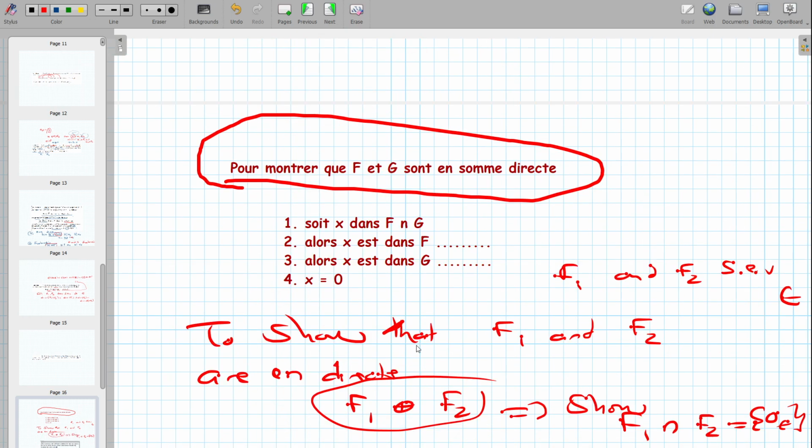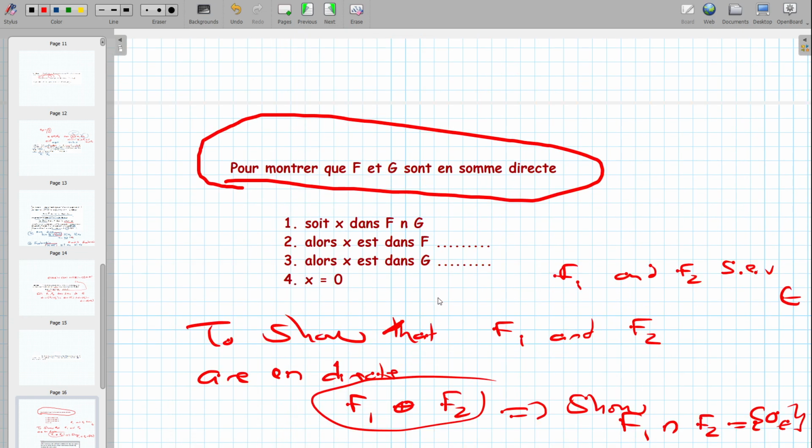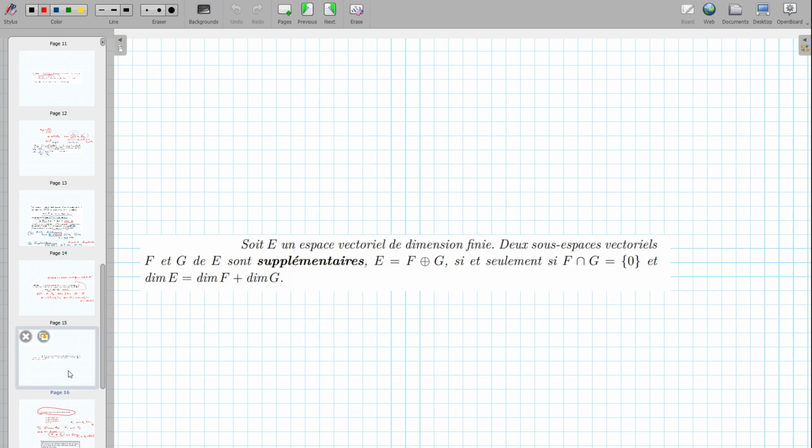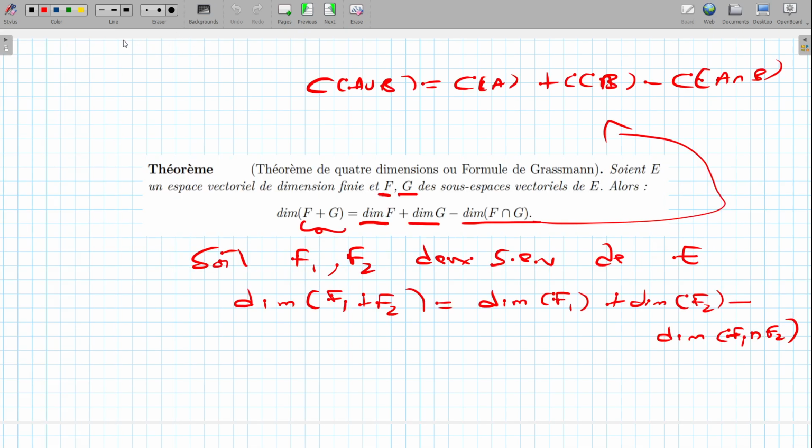So if you want to show that deux sous-espaces sont ensemble direct, all you have to do is to show that their intersection contains only the zero vector. We'll see with the exercises that are going to follow how we'll be able to apply that particular principle. But then let's look at this formula that we've seen here. What is it going to become if F and G are ensemble direct? What would be the dimension?